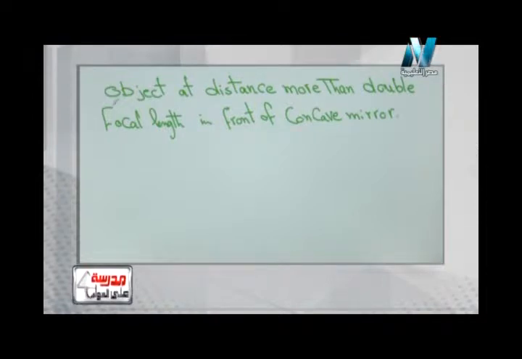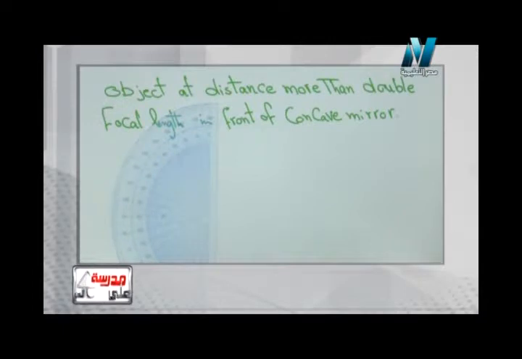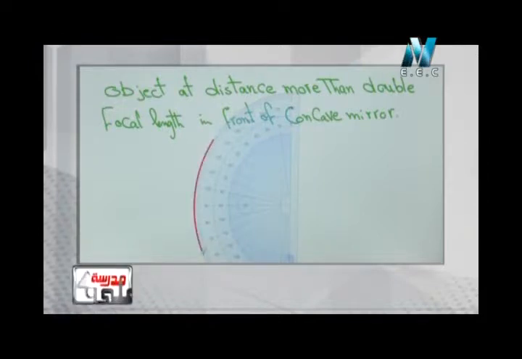How can we determine the properties of the image in this case? I will determine the properties of my image. We should use the protractor, as we see here, and draw a curve line like that. Okay, I'm done with my protractor.